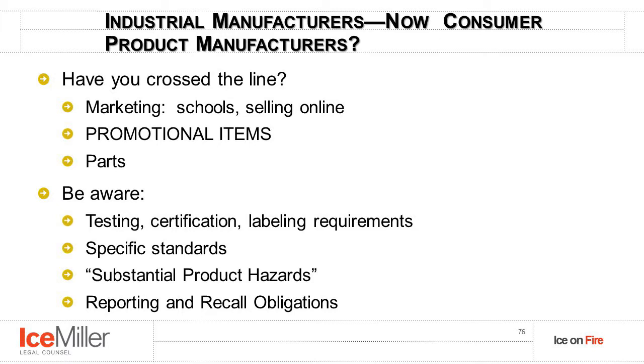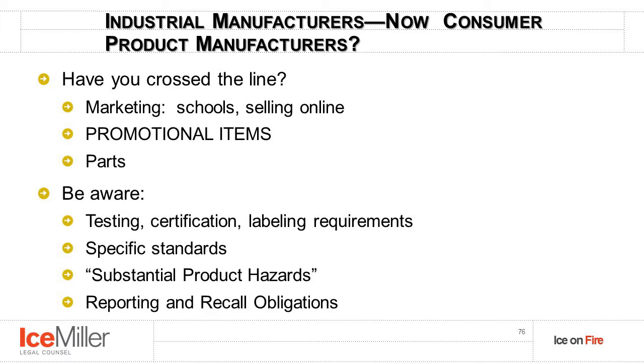We're going to start there. We're going to start with industrial manufacturers. And what I mean when I say industrial manufacturers is, you don't make consumer products, you don't think that you make parts that go to consumer products, and so you're not really generally aware of regulations in the consumer product world. So how do you know when you've crossed the line?